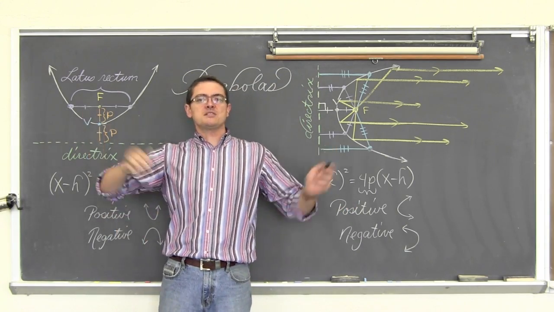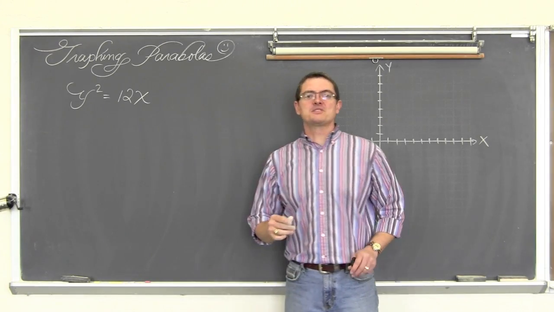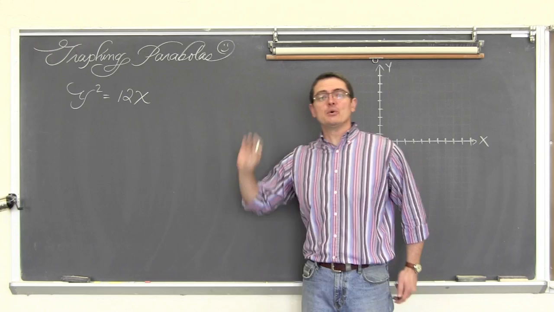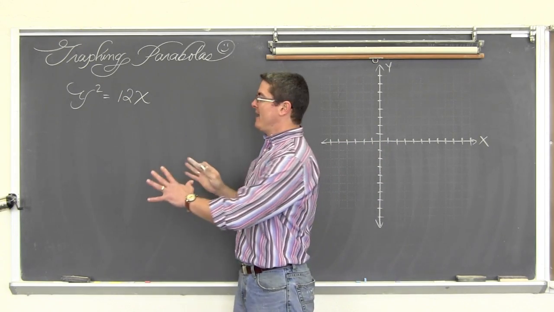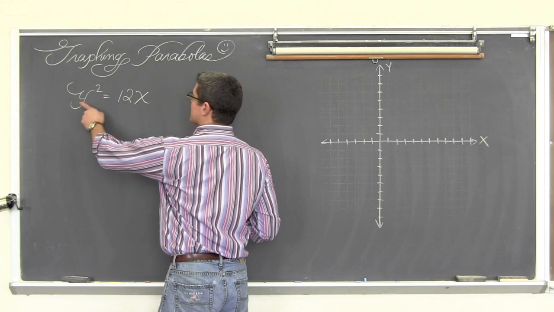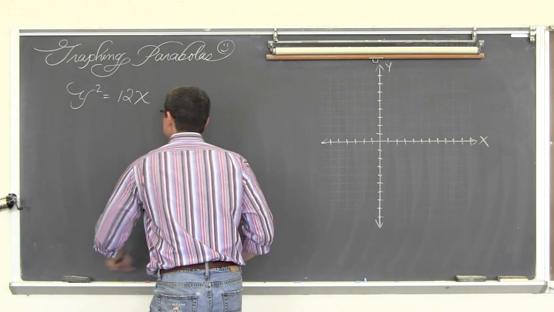So let's get this erased and start doing some examples. Here we have a parabola in standard form. There is not much to it. So we're going to look at this, and right off the bat, there's nothing with the x and y values, so our vertex is going to be at (0, 0).